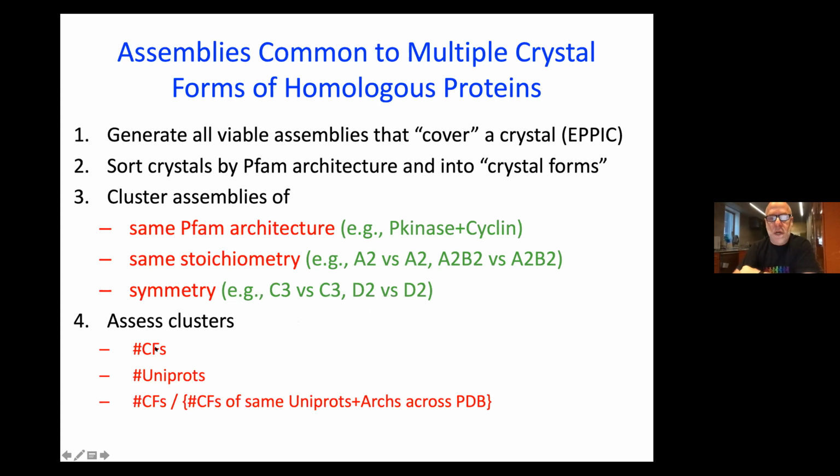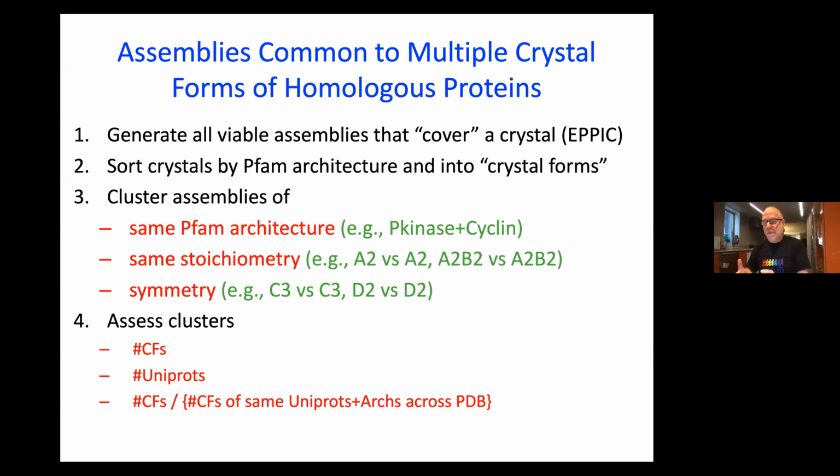And then we're going to assess these clusters: the number of crystal forms involved, the number of different UniProts and their sequence identities. And then finally, also the number of crystal forms in the cluster compared to the number of crystal forms of the same UniProts, of the same proteins, and their architectures across the whole PDB. The idea is if all of the structures of a particular set of UniProts are in the cluster, that means that that protein or proteins always make the same assembly in every structure that's available.